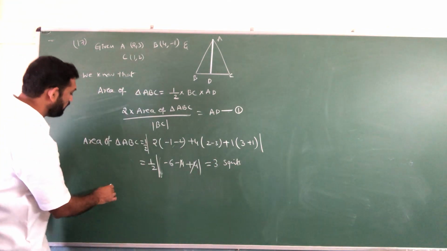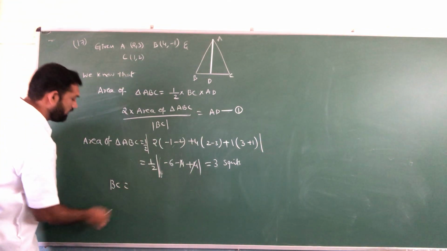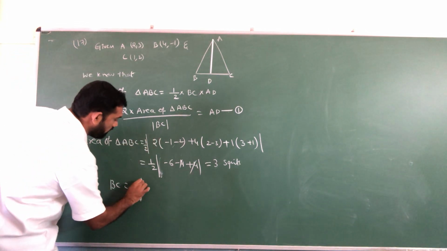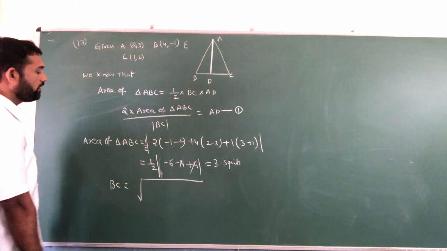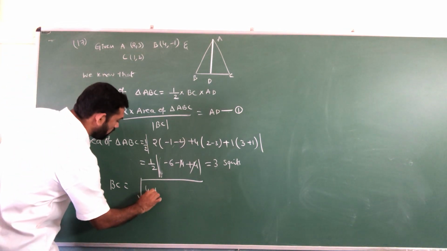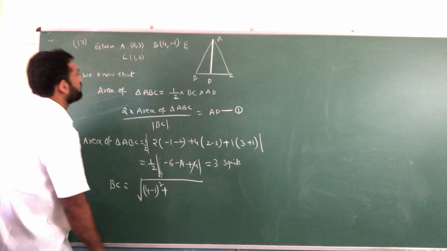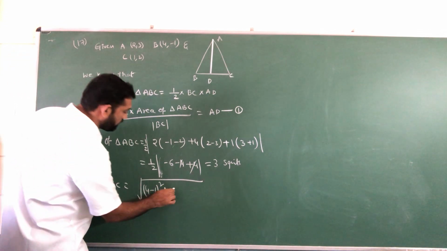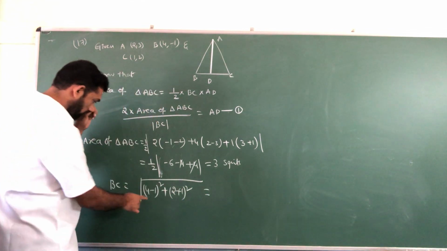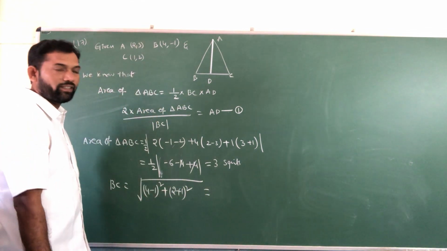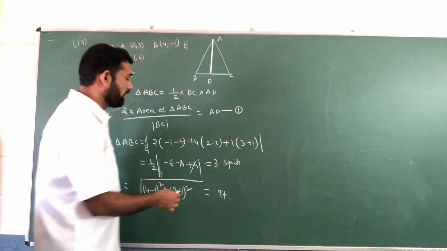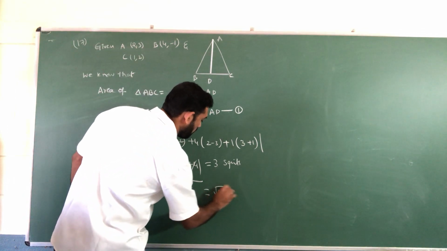Next, the length of BC. BC length, apply the distance formula. BC distance is what? BC is root of (4 minus 1) whole square plus (2 minus (-1)) whole square. Simplification: 4 minus 1 means 3, 3 square means 9. 2 plus 1 is 3, 3 square means 9. This is root 18.